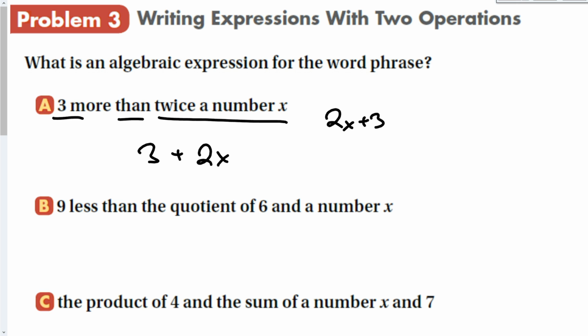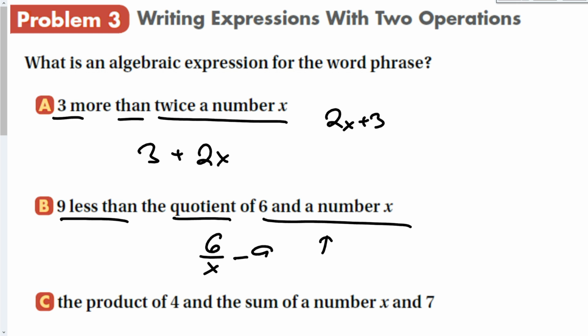Now, when we're talking about subtraction, order is very important, and we can't just switch them up either way. So 9 less than, that means that we're going to subtract something, the quotient of 6 and a number x. So we're going to start with my quotient, which is going to be 6 over x, and I want to get 9 less than that. So there's my expression.